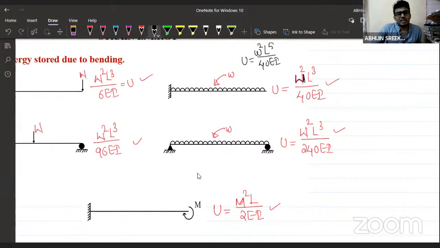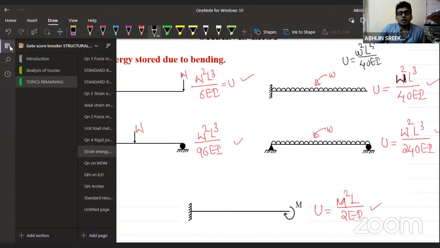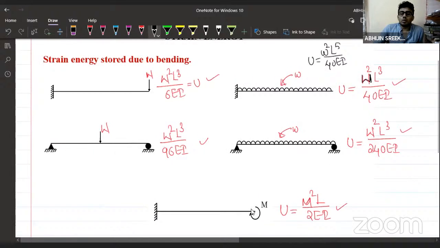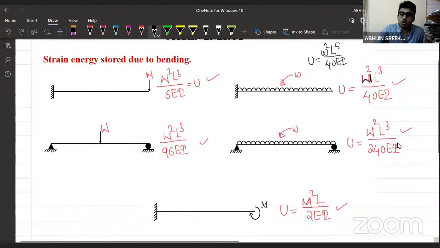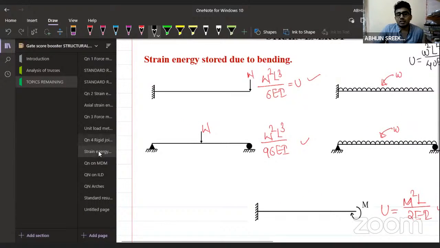Why am I telling these standard results? Because it is going to help you a lot in solving many questions in the exam. That's why I'm telling you this. Cantilever beam subjected to point load, cantilever beam subjected to UDL, cantilever beam subjected to moment, simply supported beam subjected to point load, and simply supported beam subjected to UDL throughout. Remember these results, which are going to help you a lot in finding the answers.